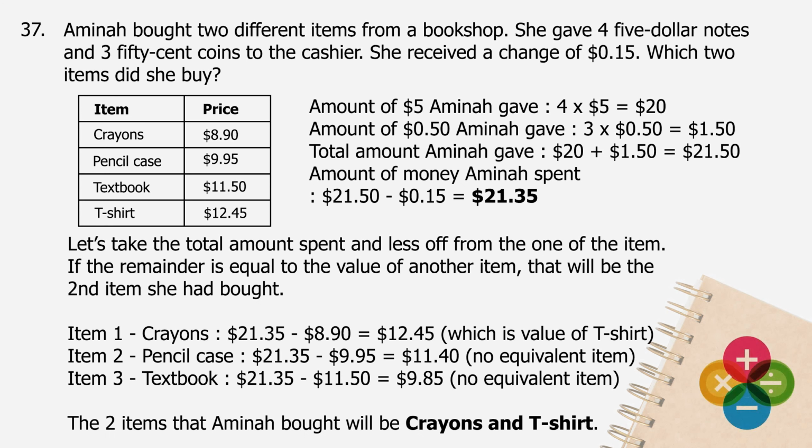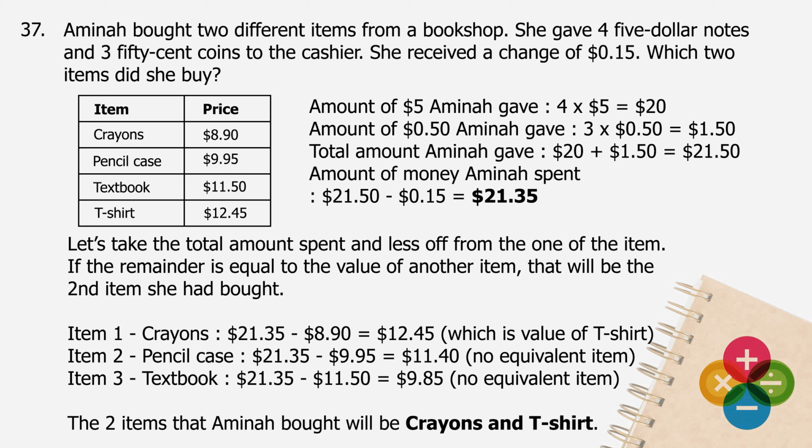Amount of $5 Amina gave to the cashier will be multiply 4 by $5, and the product is $20. Amount of 50 cents Amina gave to the cashier will be multiply 3 by 50 cents, and the product is $1.50. Total amount Amina gave to the cashier will be add $20 to $1.50, and the sum is $21.50. The amount of money Amina had spent will be subtract 15 cents from $21.50, and the difference is $21.35.